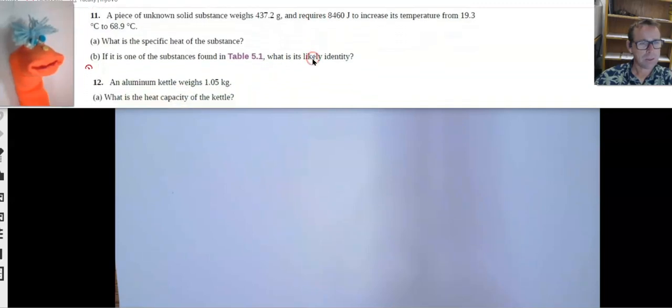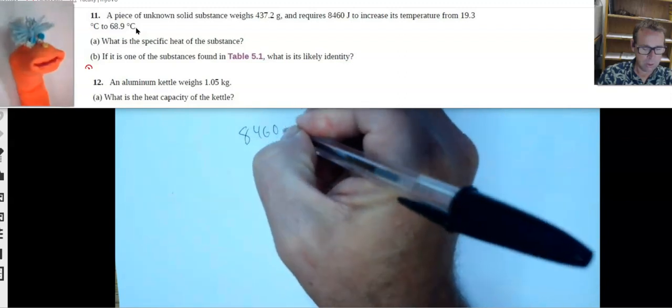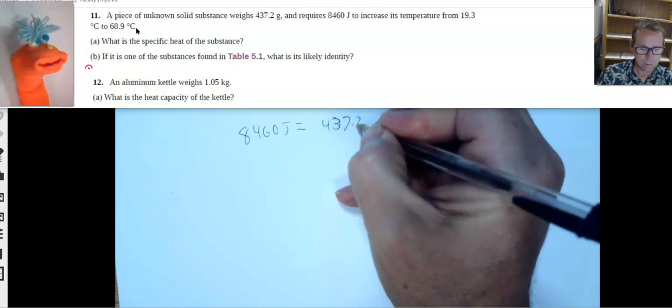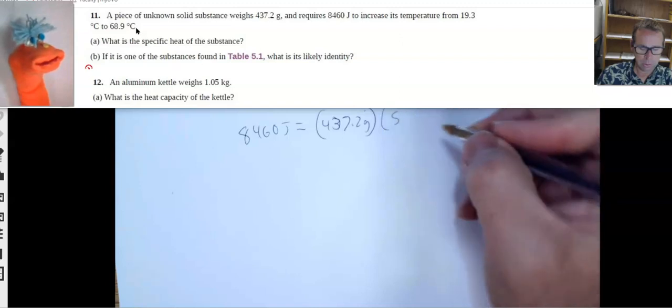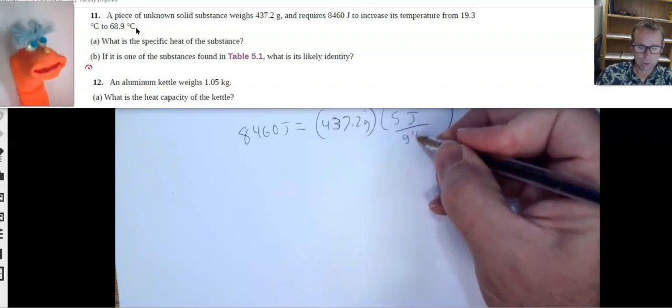Here's another scenario. What is the specific heat of the substance? Use table 5.1 to find out what its likely identity is. Okay, so talk us through this one, Fred. Me? Yep. Okay, so you got 8,460 joules. All right. And you got 437.2 grams. All right. And the specific heat is what you're after. All right. What are the units for specific heat? Oh, joules per gram degree Celsius.